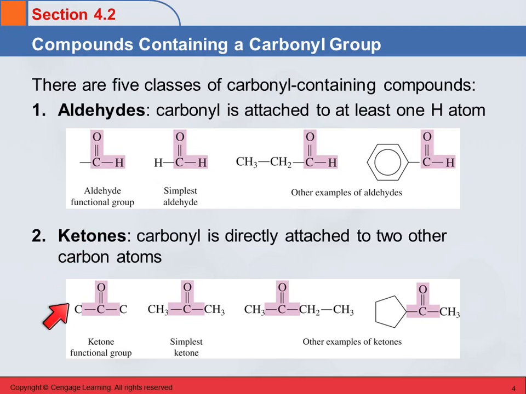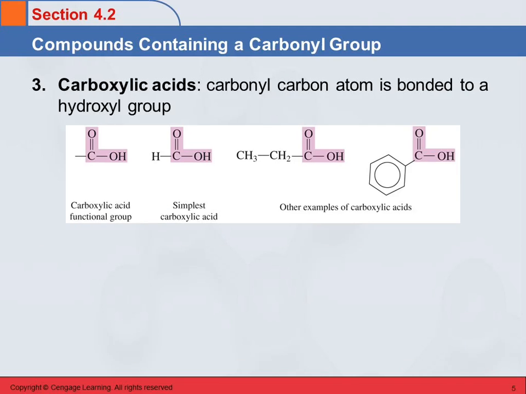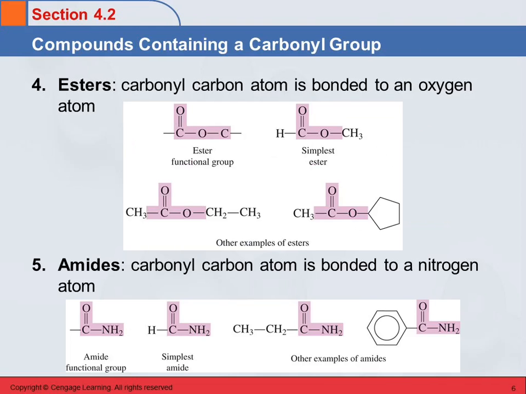Ketones are similar, but this carbon is bonded to 2 other carbons. So this is the simplest one, and here's a couple other examples. And we're going to talk a lot more about aldehydes and ketones. Carboxylic acids also have this carbonyl group. But now on that carbon is a hydroxyl group, and those will come in a future chapter.